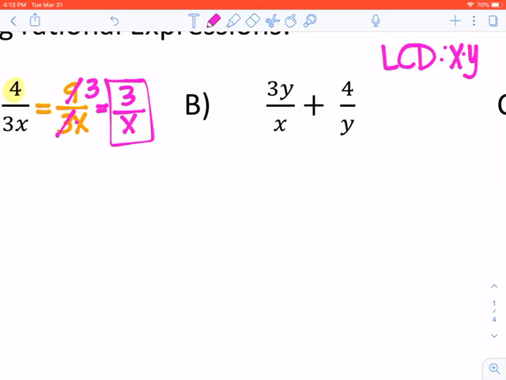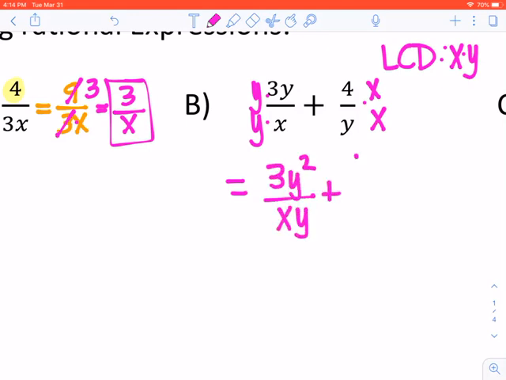And then for each fraction, what you're going to do is 3y over x. I see that in order to get my common denominator, I need to multiply the top and bottom by y. And then for 4 over y, I see I need to multiply by x over x. Okay? Because what happens now on the top, or on the first fraction, I have 3y squared over x times y. And on the second fraction, I have 4x over x times y. And now they're both over a common denominator of xy. So again, the lowest common denominator was x times y because I need both of those factors in my denominator.